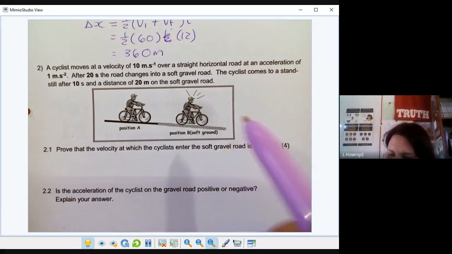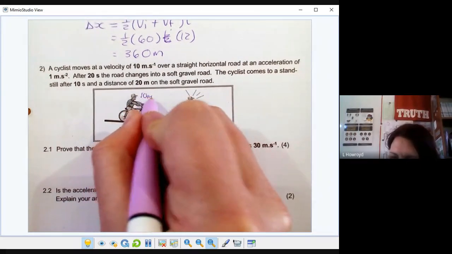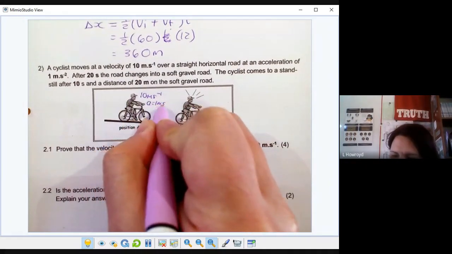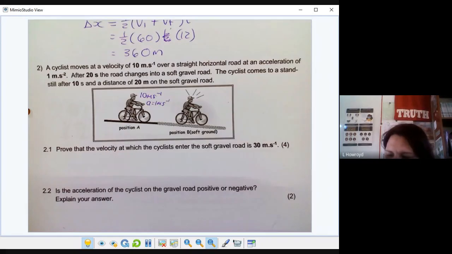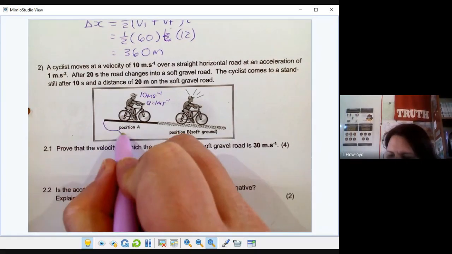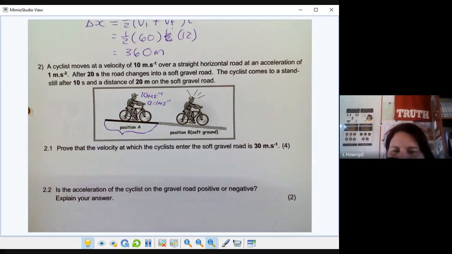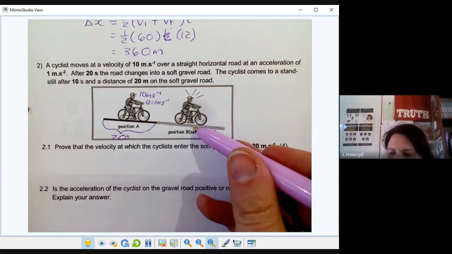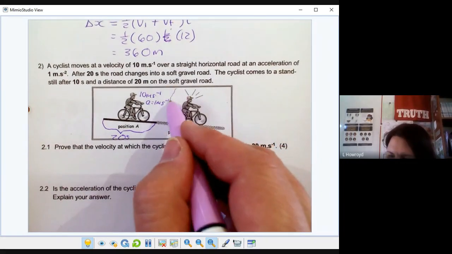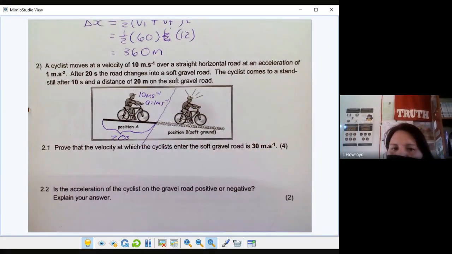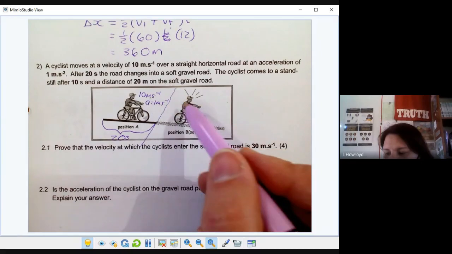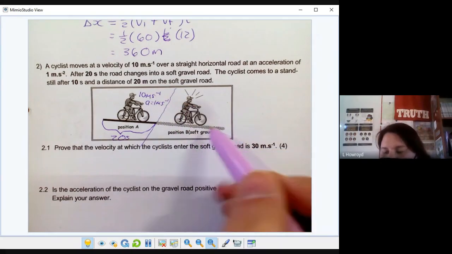Okay, so let's just break this down. We know he's traveling at 10 meters per second over here. He is accelerating at 1 meter per second squared. After 20 seconds, so after he has been riding this nice smooth road for 20 seconds, the road changes to soft gravel. Can you see there's a split in our values now? So we know he started his journey into the soft gravel road.